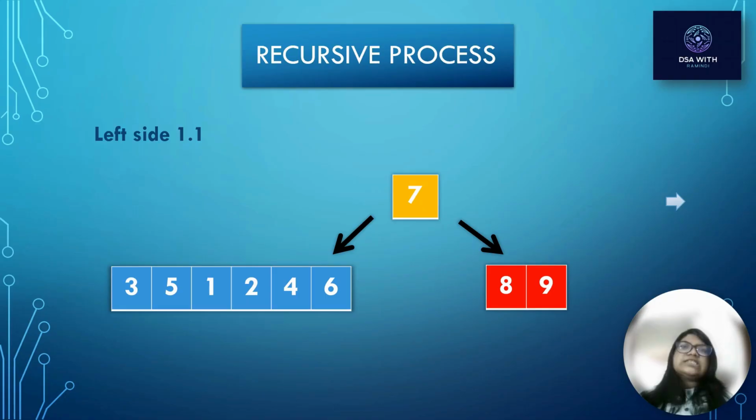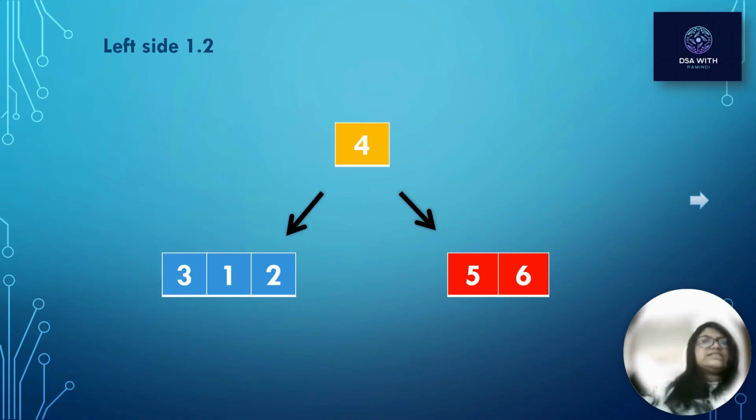Now that 7 is locked in place and the conquer phase kicks into high gear, the algorithm temporarily ignores the right side and focuses entirely on the left subarray. That's 3, 5, 1, 2, 4, 6. Because this is a recursive algorithm, it runs the exact same code on this subarray. It picks a new pivot within this group, let's say it picks 4, and partitions everything around it.